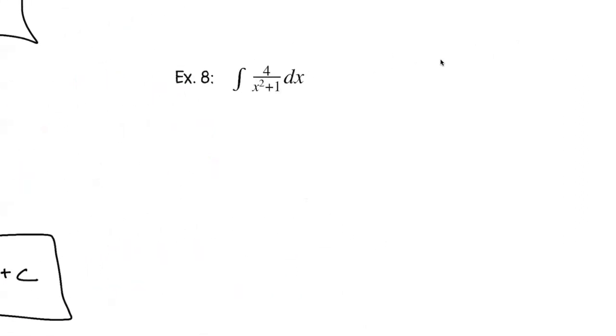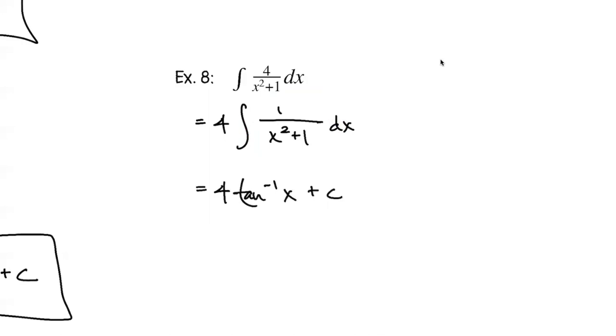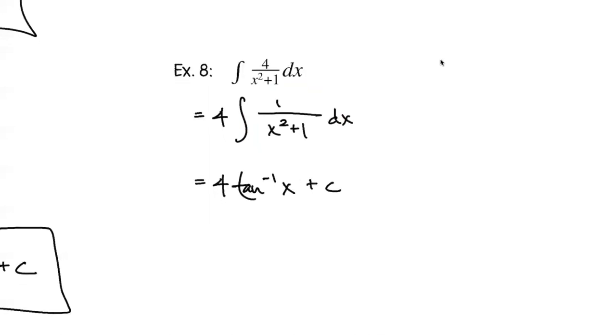All right, last example here. I see a 4, so I'm going to go ahead and pull that 4 out to the front using the constant multiple rule. And this, my friends, we saw very briefly in our derivatives unit. But what function did we take a derivative of to get 1 over x squared plus 1? Well, it was our inverse tangent. Okay, it was our inverse tangent.